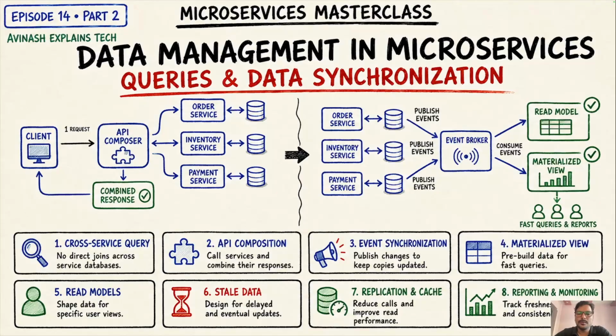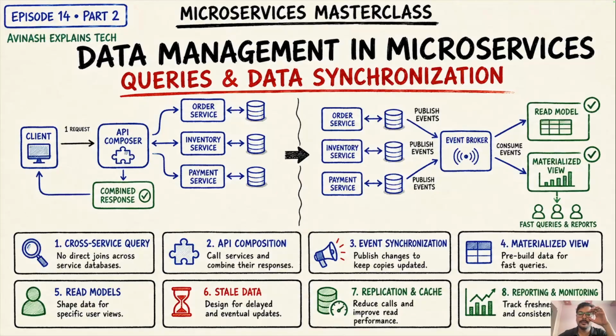Suppose the user wants to see complete order detail including order information, current inventory status, and payment status. This information is stored in three different databases. We cannot use a normal database join because the databases belong to separate services. So how do we query this data? And how do we keep data synchronized across services? That is exactly what we will understand in this video.